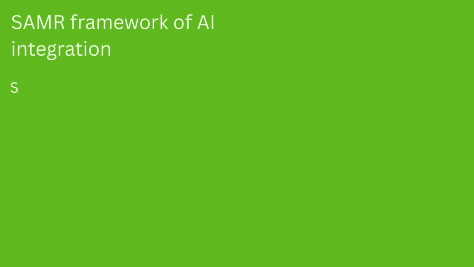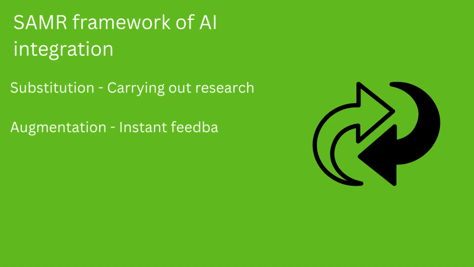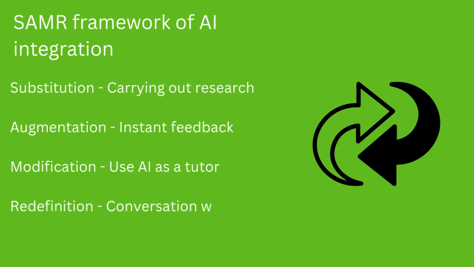Now, if we consider the SAMR framework for technology integration, we can apply it in the context of artificial intelligence. Substitution might be carrying out research. You're not doing anything necessarily different to what students did before, but they might be doing it using a different tool. Augmentation is that they can achieve instant feedback on a piece of work, which is really beneficial considering it can take a week or so for teachers to mark a class of books and give feedback.